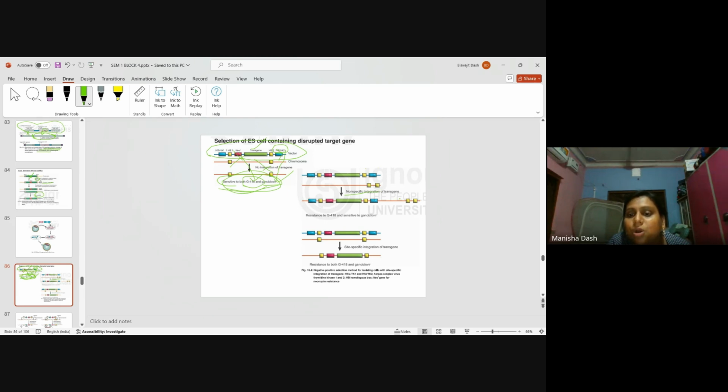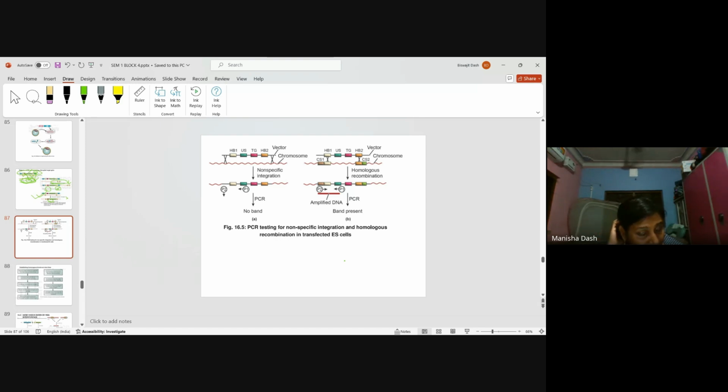Now, if there is non-specific integration, this is the location where you want the gene to be inserted, but it has been inserted somewhere else. Since it has this particular gene, neomycin, it will be resistant to G418, but because of the presence of TK, it will be sensitive to ganciclovir. Now, if it is exactly inserted into the site where you want it, then the TK will not be there, so it will be resistant to ganciclovir, and because of the presence of neomycin, it will be resistant to G418. So this is your desired construct. Whatever cells will be resistant to both, in that cell line only your gene of interest has been introduced at an appropriate place.